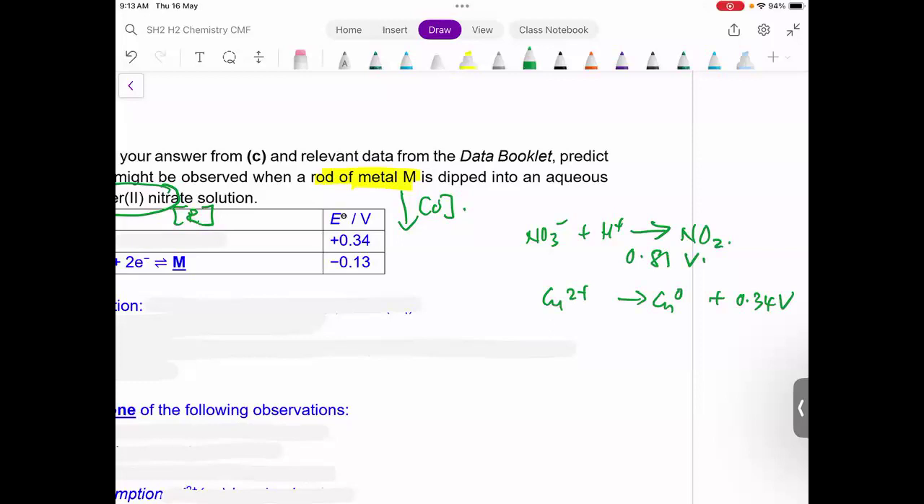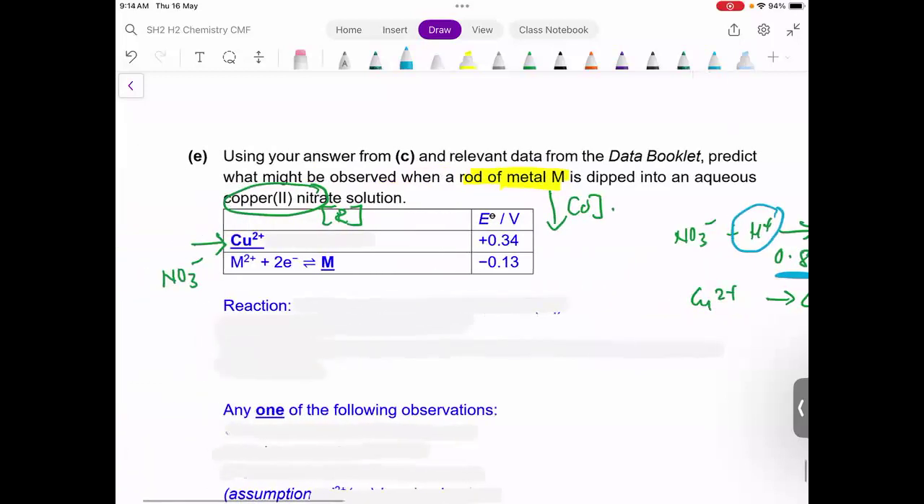Doesn't mean that nitrate will be reduced. If you have chosen nitrate as your answer, that will be wrong, unfortunately, because to attain this 0.81 volts, you need the presence of H plus. That's why in our answer key, we did not even consider reduction of nitrate, because acid is not present. So this is out.